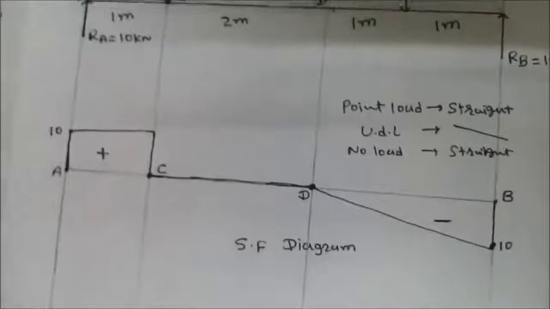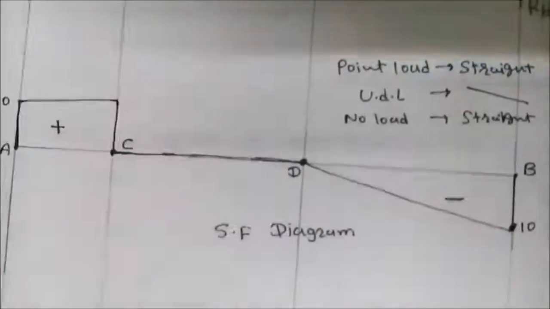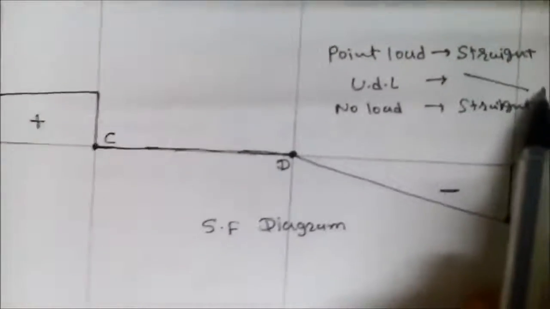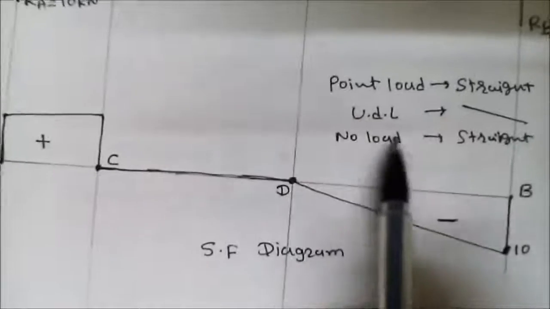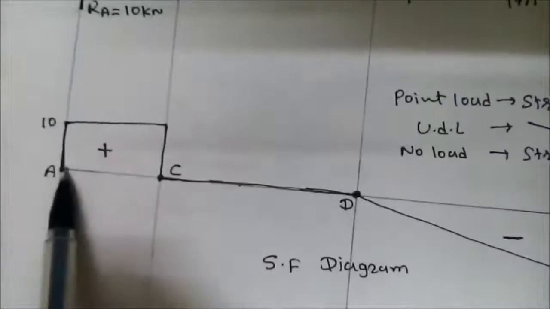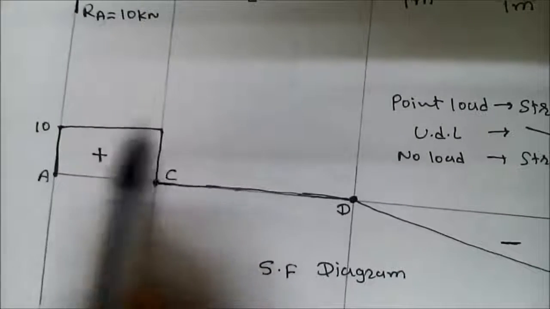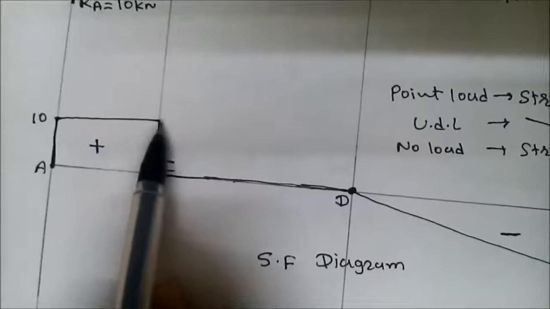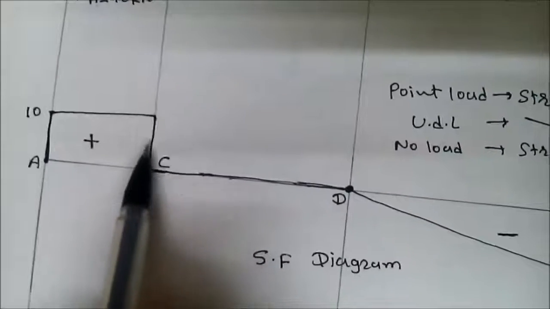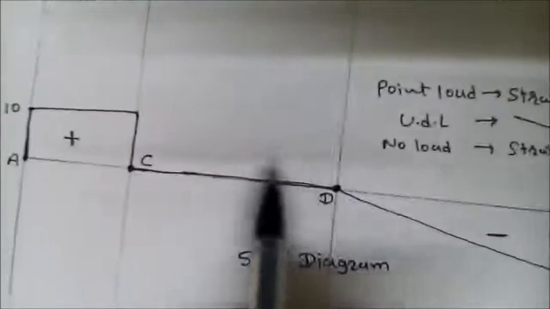Again I repeat procedure. If point load acting, then there is a straight line. If UDL is acting, then there is inclined line. If no load condition, then there is straight line. At point A there is reaction, so I draw straight line. Between A to C there is no load, so I again draw straight line. At point C there is a point load, then draw straight line. Between C to D there is no load, so I draw straight line.